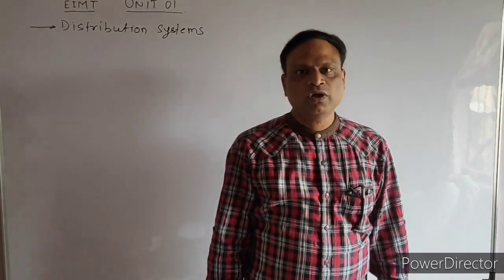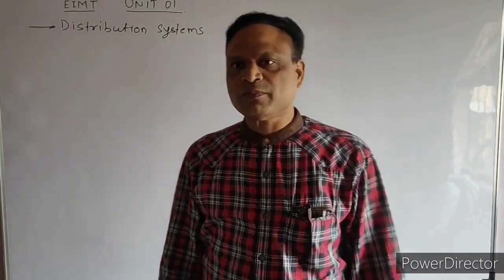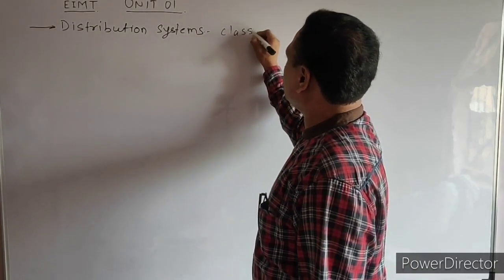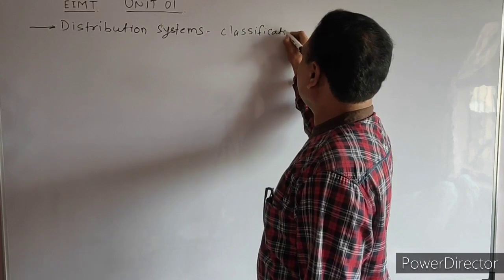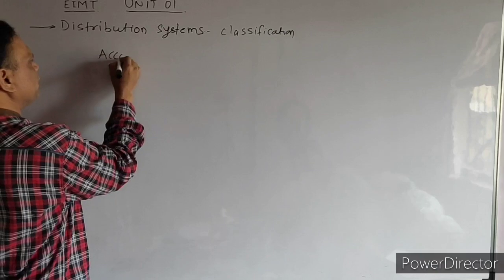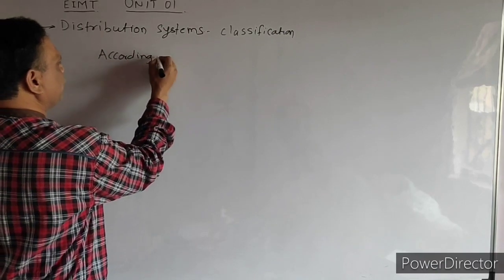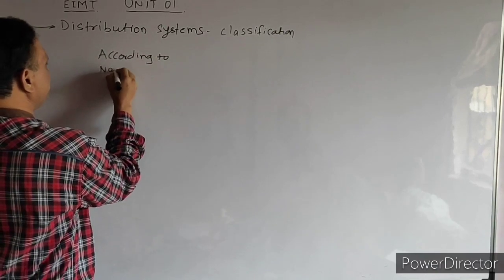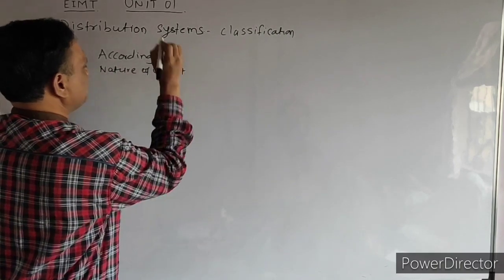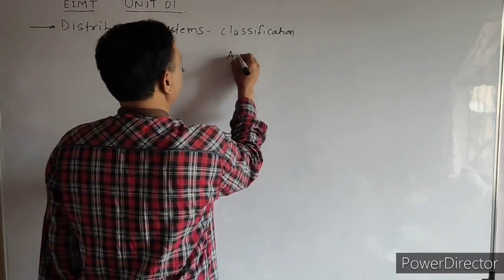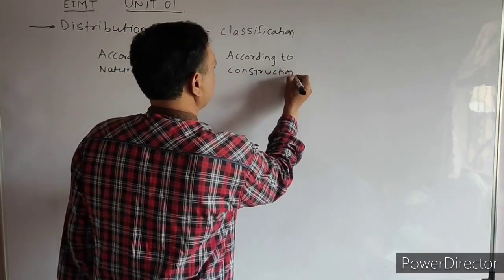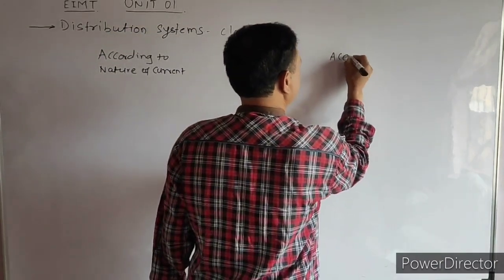In distribution system, we are going to cover first point, that is what is called as a classification. So how these distribution systems are classified? So first classification will be according to type of current, according to nature of current, we'll say. Second classification will be according to construction. And the third classification will be according to scheme of connection.